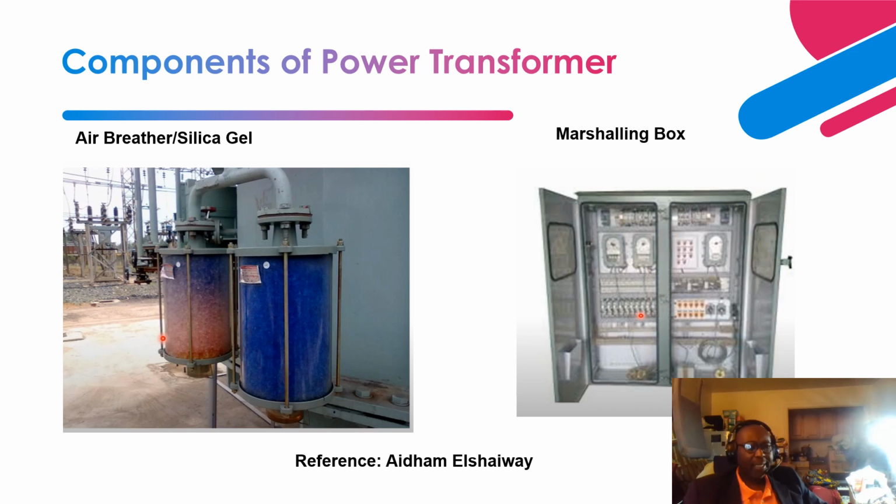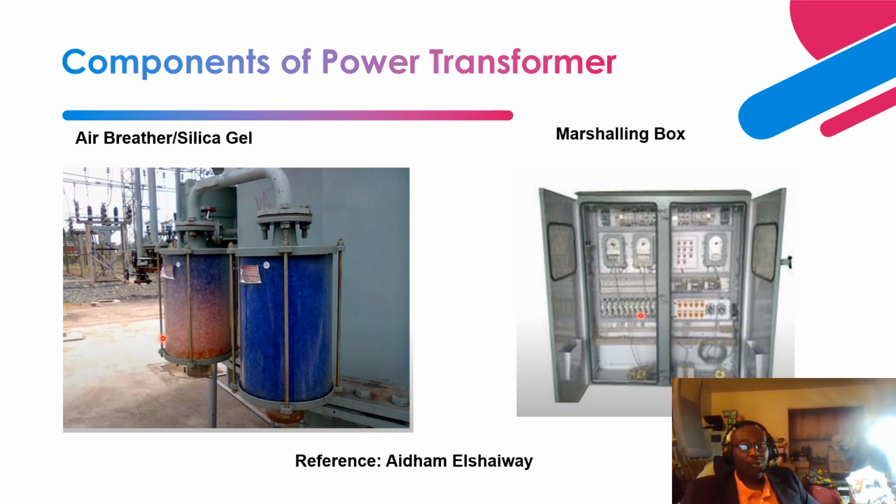Next up is the air breather and the silica gel, right? As you can see over here, you'll have a blue type of silica gel. This is the old type of silica gel, so currently we don't use this anymore. They are trying to deplete the reserves of this silica gel because of its carcinogenic behavior. This is typically installed in a free breathing transformer, an open conservator transformer.